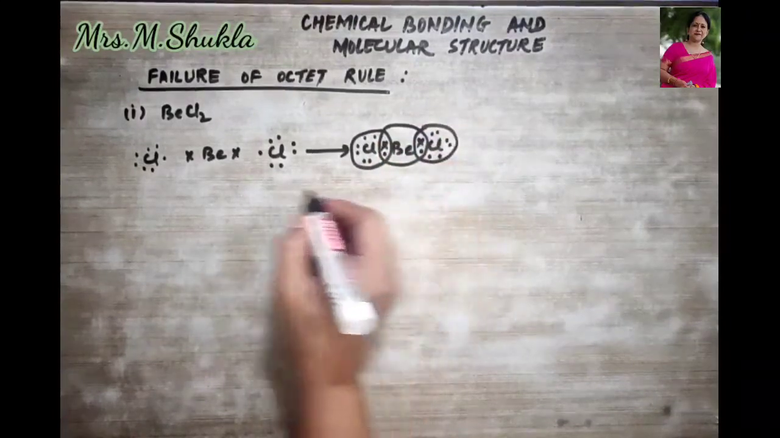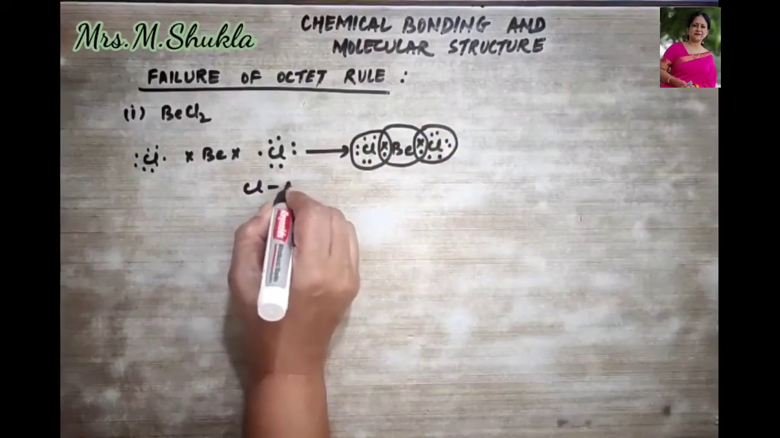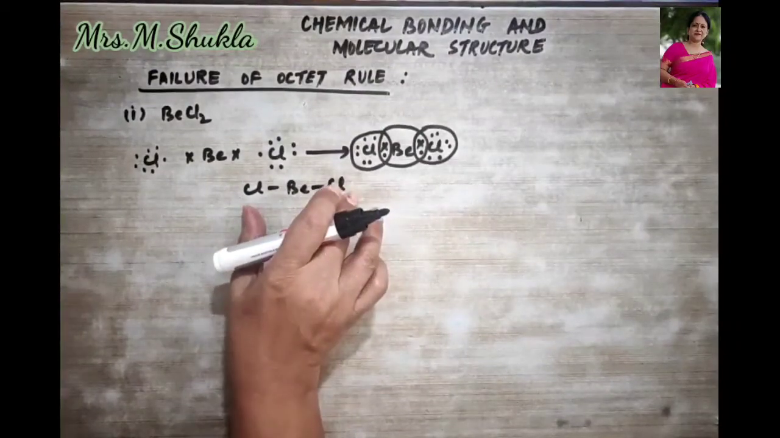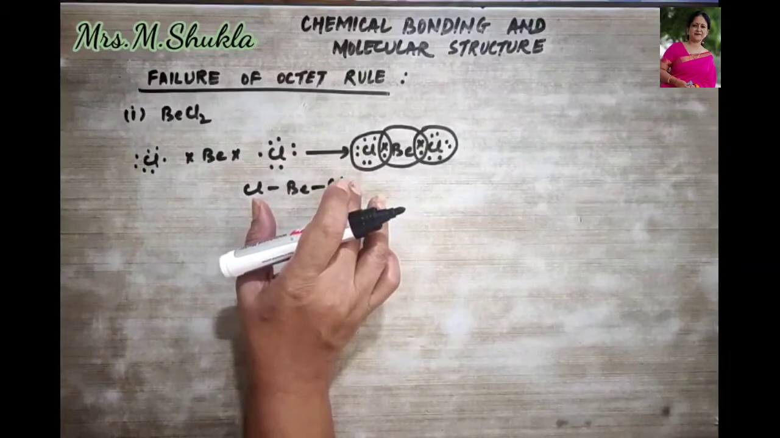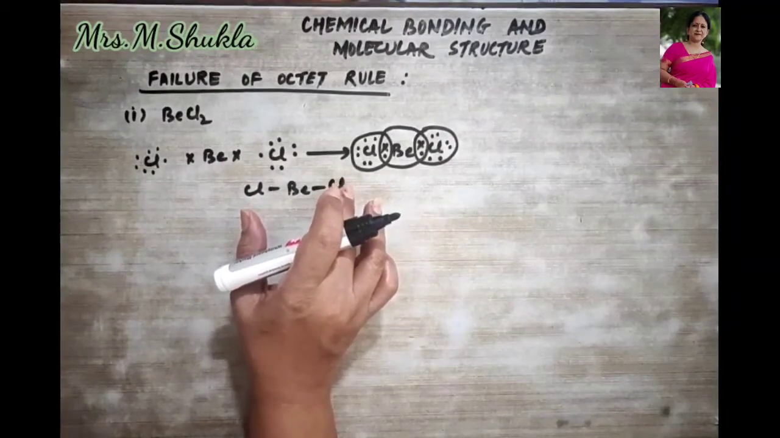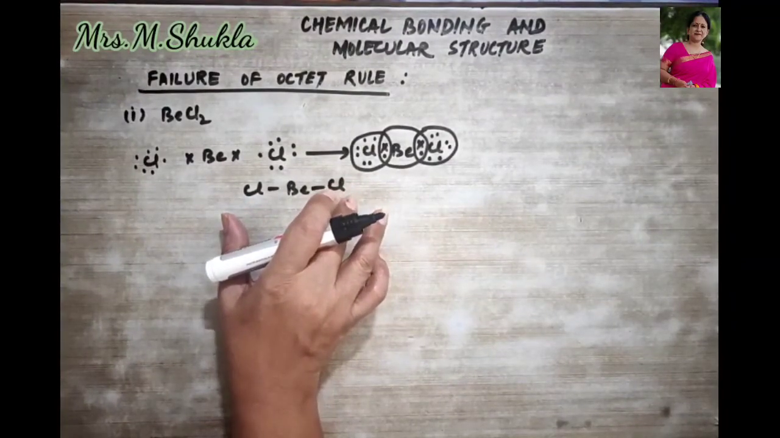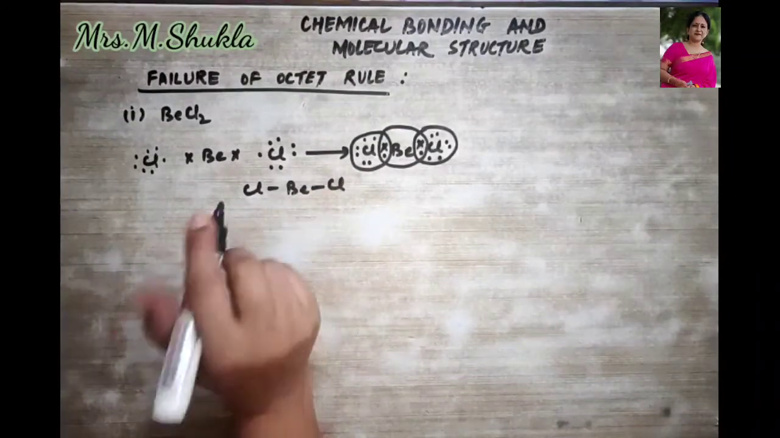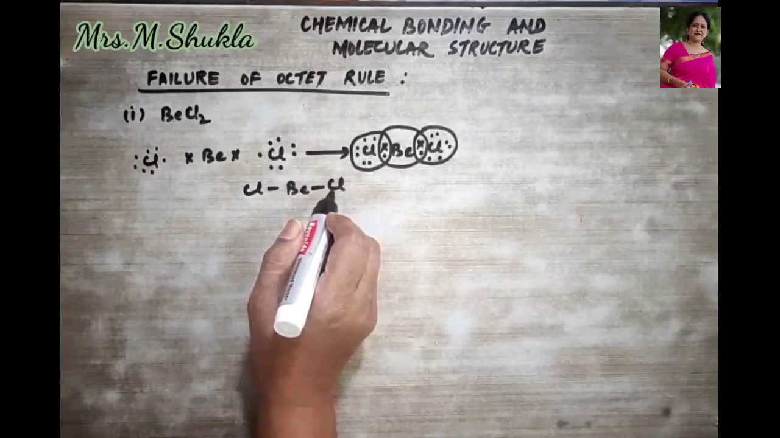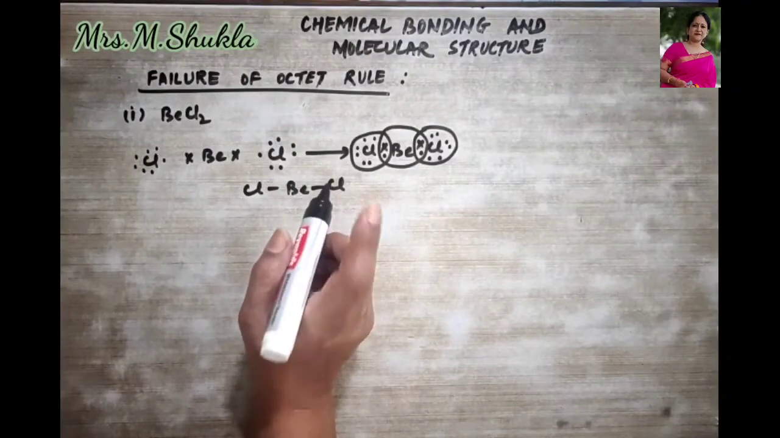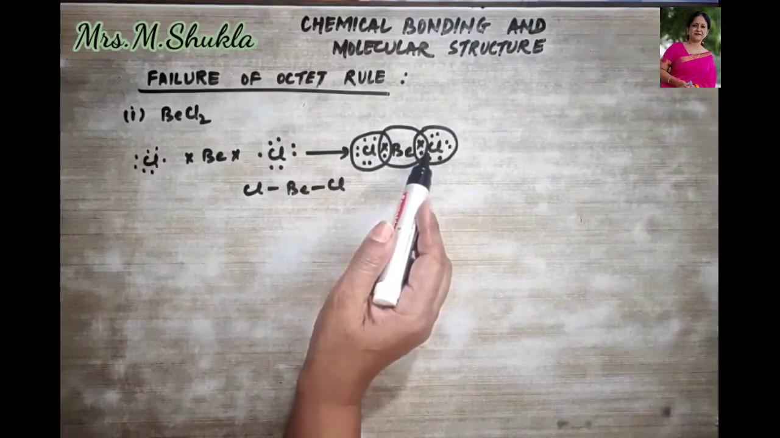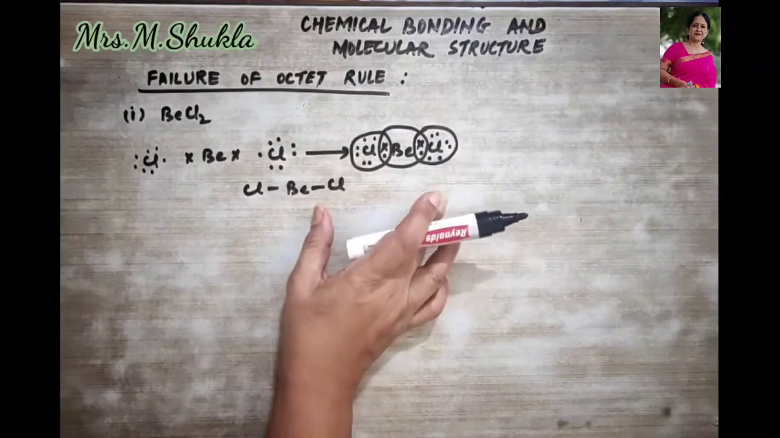Now look at this structure. Here beryllium is attached with a single bond to the two chlorine atoms. So what did you see over here? This beryllium chloride forms a stable molecule. The beryllium atom forms two single covalent bonds with the two chlorine atoms, and it attains only 4 electrons in the outermost shell.